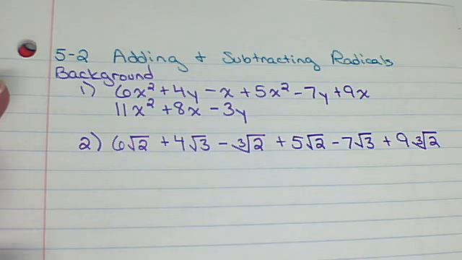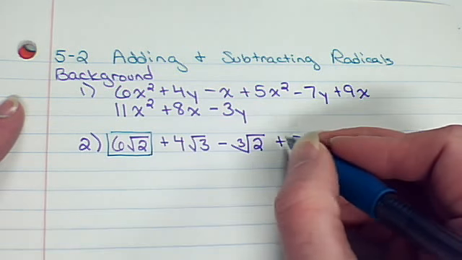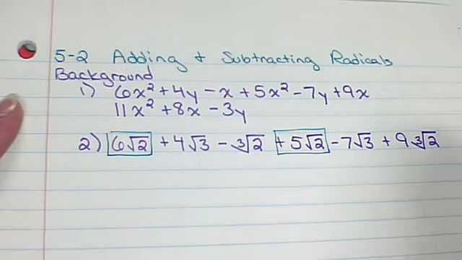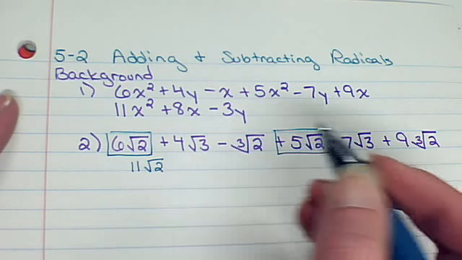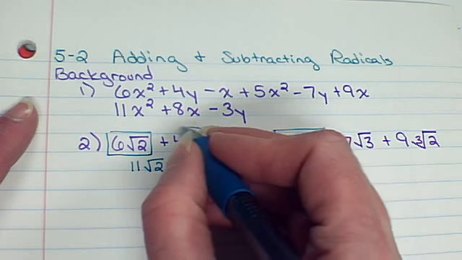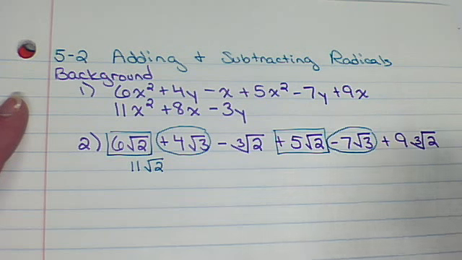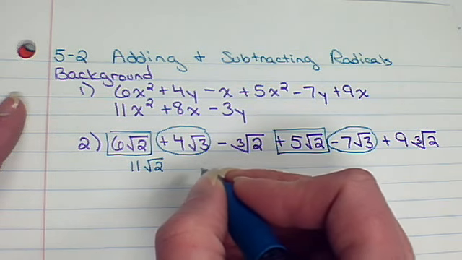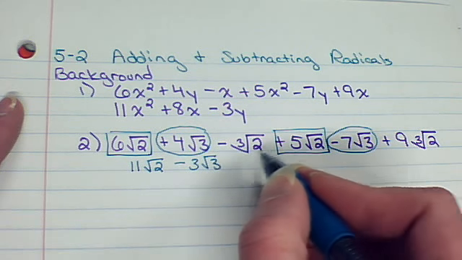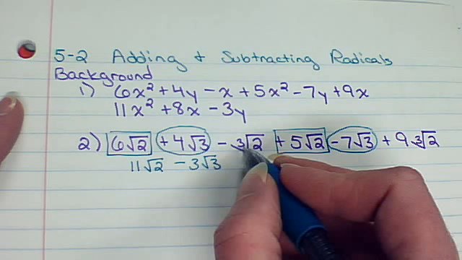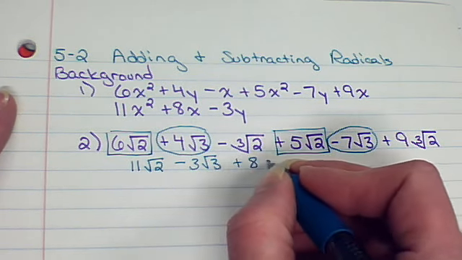So do you see the square roots of 2? I have 6 square roots of 2 and 5 square roots of 2. That means I'm going to have 11 square roots of 2. Let's look for the square roots of 3. I have 4 square roots of 3 here, and I have negative 7 square roots of 3 here. That's going to give me, whoops, I kind of did it in the wrong order, but that's okay, negative 3 square roots of 3. We have negative cube root of 2, and then plus 9 cube roots of 2. That's going to be 8 cube roots of 2.